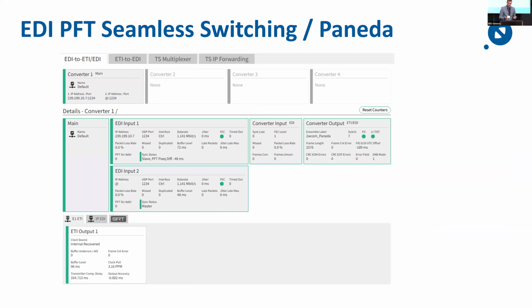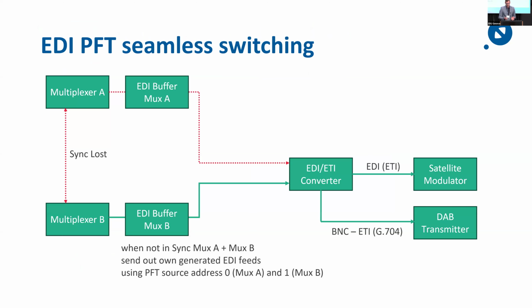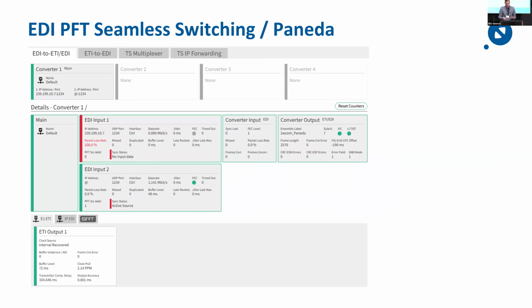So you can see, okay, you have EDI input 1, PFT source address 0, great, it's derived from multiplexer A. And if something breaks down for whatever reason, then our downstream equipment clearly signals, okay, this EDI feed is sourced from multiplexer B. And that's really important information to know, because if this EDI feed is then sent out to the transmitter, you're absolutely sure whether the SFN might be potentially broken or not.